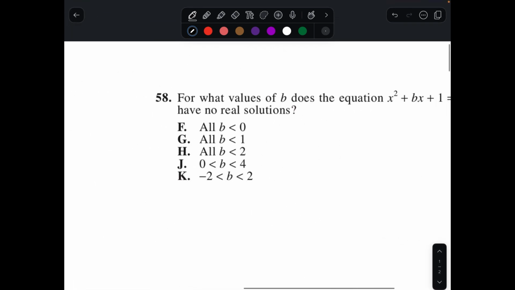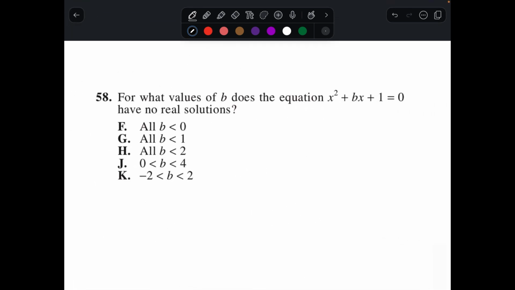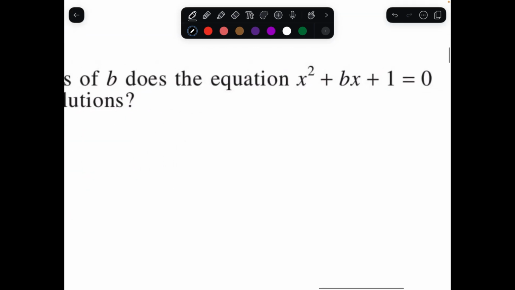On to question 58, which says, for what values of b does the equation x squared plus bx plus 1 equals 0 have no real solutions? For this question, when you see for what values of b does the equation have no real solutions, I want you to think of the discriminant. The discriminant of a quadratic equation is b squared minus 4ac. This is your discriminant.